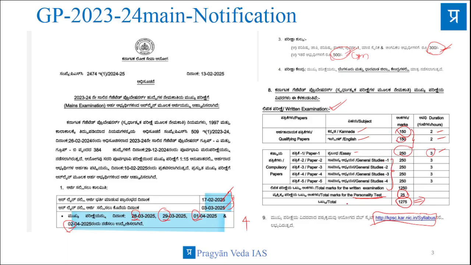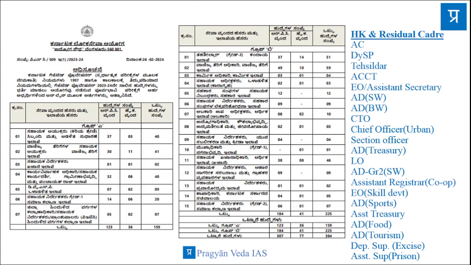And the one good thing is there are no optional subjects since the last KPSC exams. The optional papers, paper 1 and paper 2, have been removed, so that it can provide a level playing field for all the candidates who are able to score very good marks in the general studies. So this is a very good opportunity.